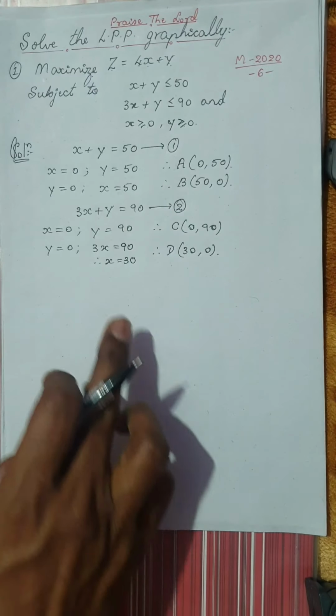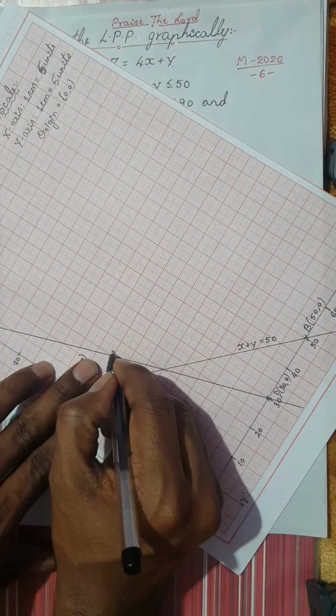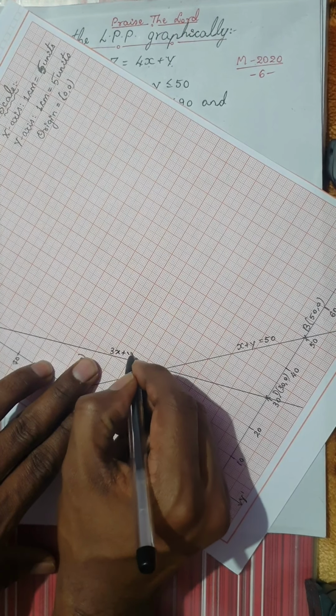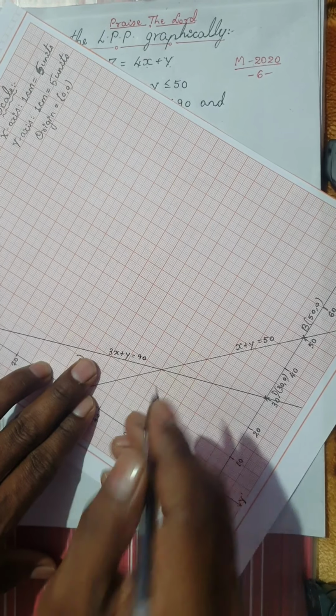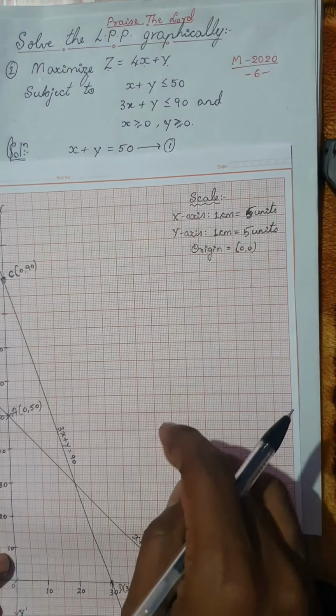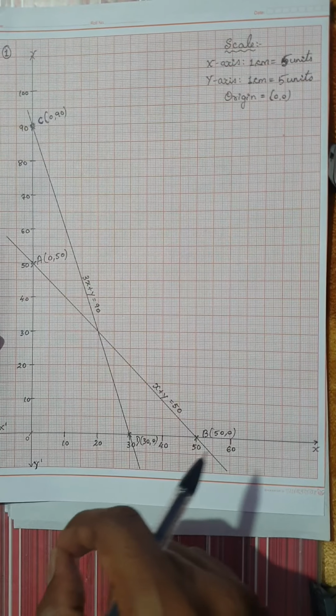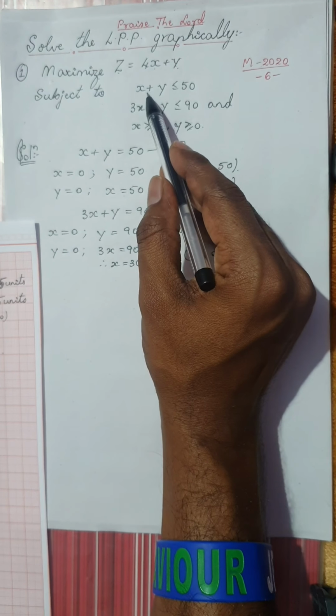Now the equation of this line is actually 3x plus y is equal to 90. Rather, I will write it here: 3x plus y is equal to 90. Now you have to worry about the inequalities. Once you have plotted this, it will give you 2 marks. Now see the inequality there.